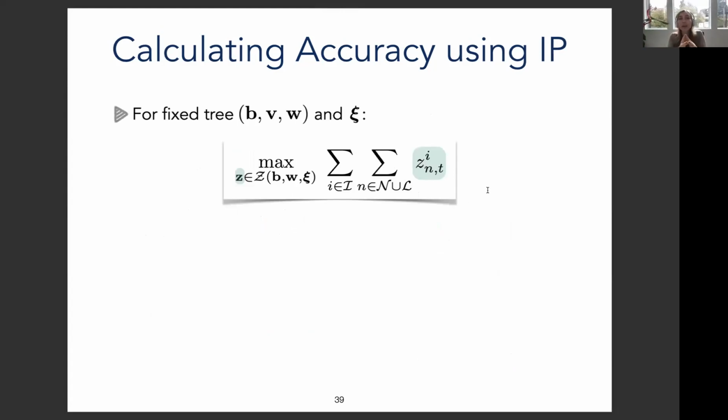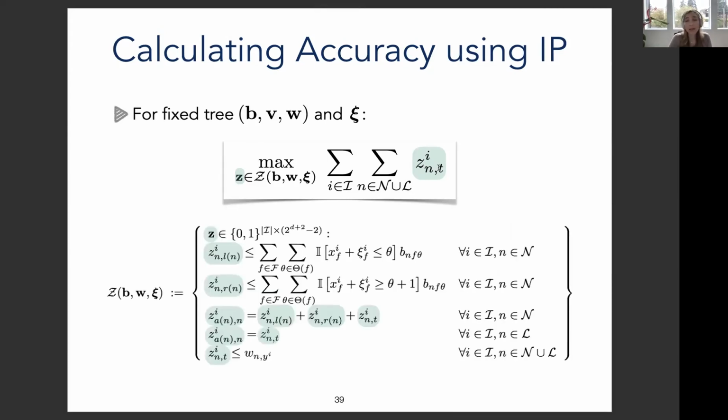So putting these ideas together, once we fix the tree encoded through the variables b, v, w and the perturbation, deciding, remember, whether a data point is correctly classified or not corresponds to seeing whether I can have a flow of one through the graph induced for that data point. And so to compute the accuracy of our tree for a fixed perturbation, we just need to solve a maximum flow problem that collects the flows for all data points and tries to make them as large as possible. So here my flow variables, I'm going to call them z, and I'm going to try and maximize the flow of data points from any given node to the sink node.